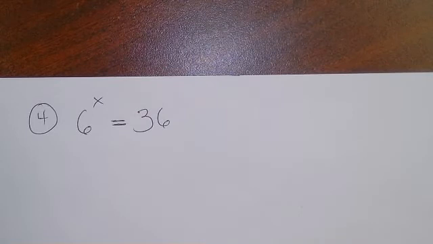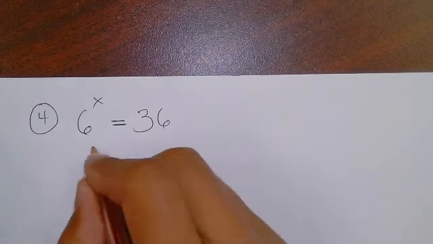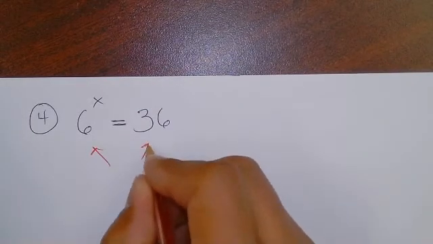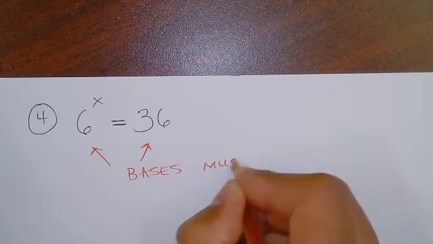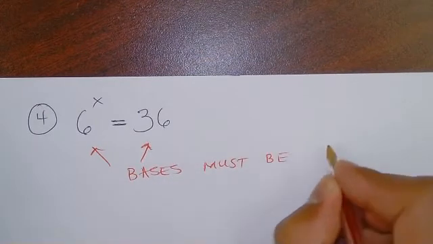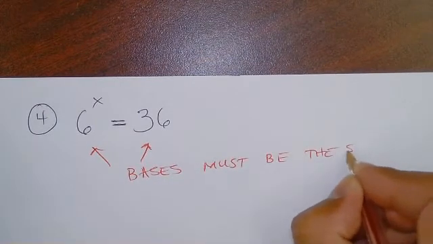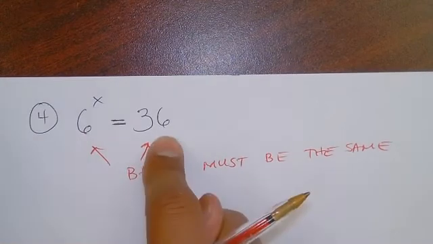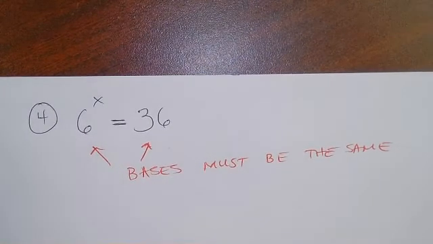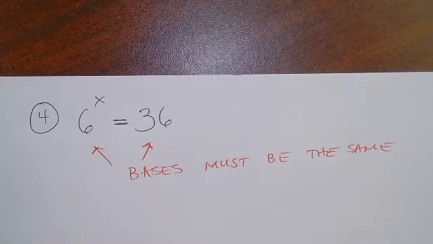Well, guess what? We need the bases to match. The bases don't match. We need to make these match. The bases must what? Bases must match, or they must be the same. Well, right now they don't. 6 is not the same as 36.